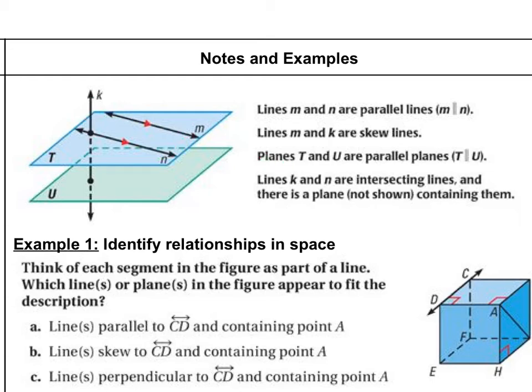Planes can be parallel. Plane T is parallel to plane U. And then finally, lines K and N are intersecting, and there is a plane containing them. That's not shown. I don't know what we're going to use that for, but the book wanted you to know that. So lines K and N are intersecting, and there's a plane that contains them both, but we don't see it.